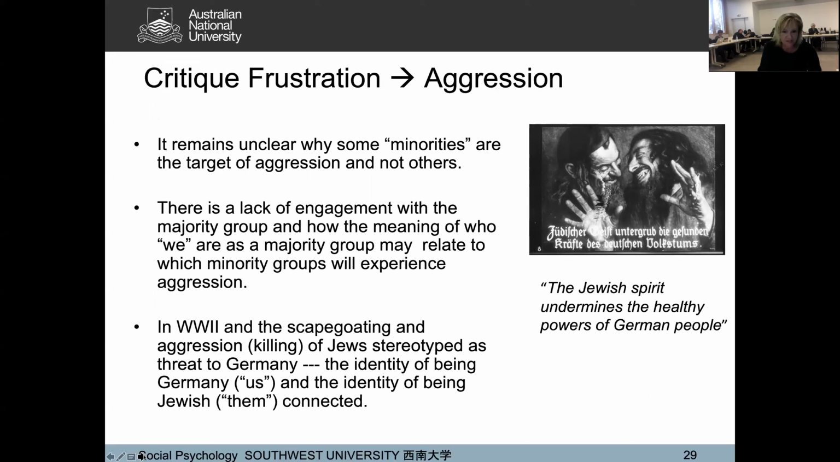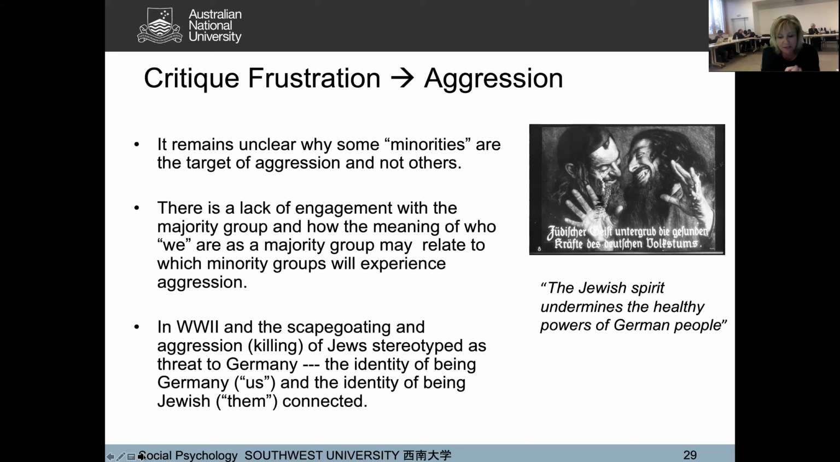Some of the critique of the model is that it remains very unclear why some minorities are the target of aggression and not others. It's not clear why African Americans, and why not a different group at that time. What does the theory have to say about which minorities will be the target of this aggression? Part of the critique is that to understand which targets will be aggressed, it's necessary to better understand the majority group itself. What is the relationship between the majority group and the minority group? How does the majority group make sense of themselves? What's the stereotype of their group, in order to understand where that frustration will be targeted?